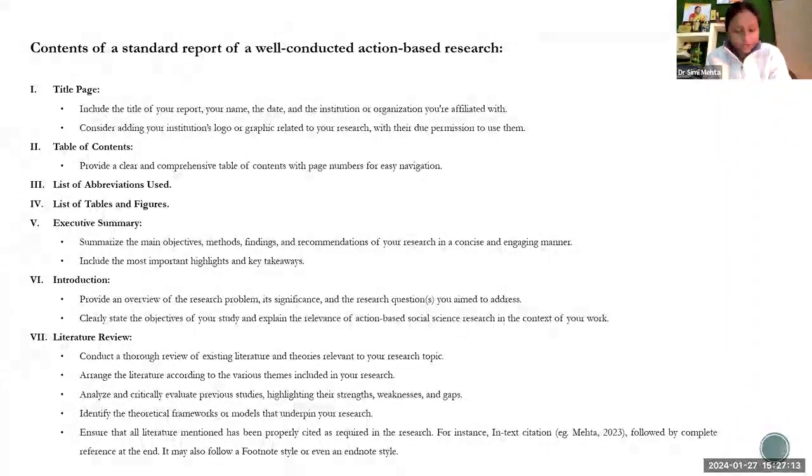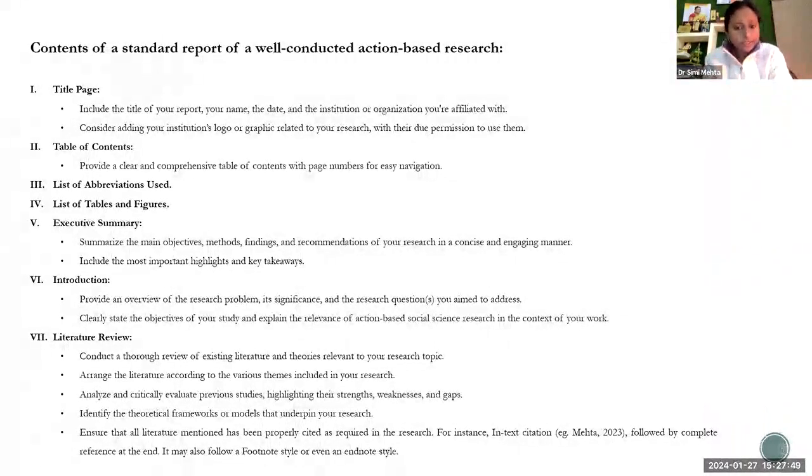Next would be the introduction. After the executive summary, we actually begin with the main research article, which would have the introduction. Provide an overview of the research problem, its significance, and the research questions that you aim to address. Clearly state the objectives of your study and explain the relevance of your social science research in the context of your work.